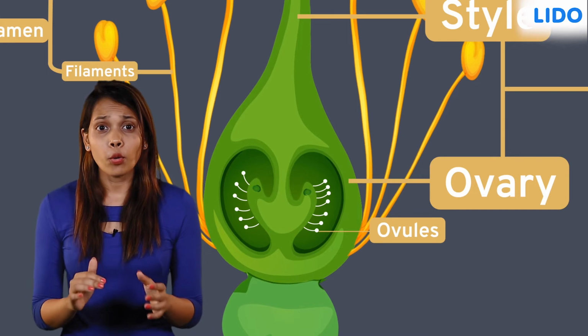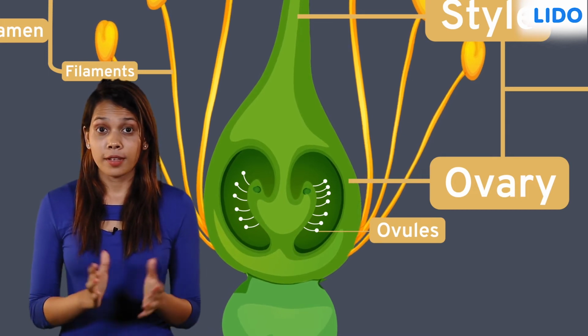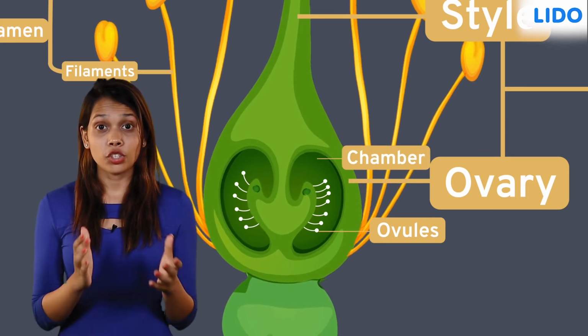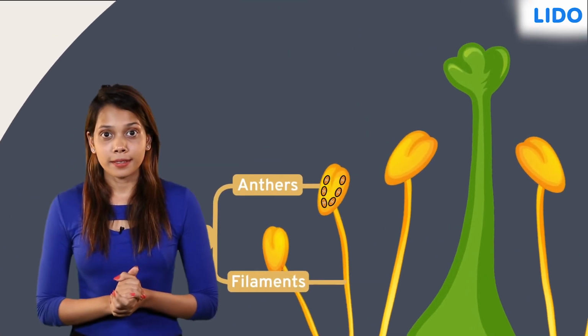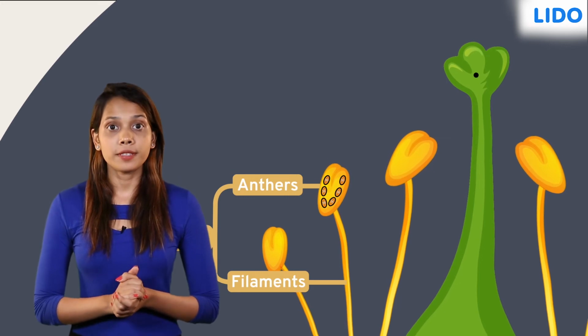If we cut open the ovary horizontally, we observe that the ovules are arranged in chambers within the ovary. The stamen and the pistil are responsible for the formation of seeds.